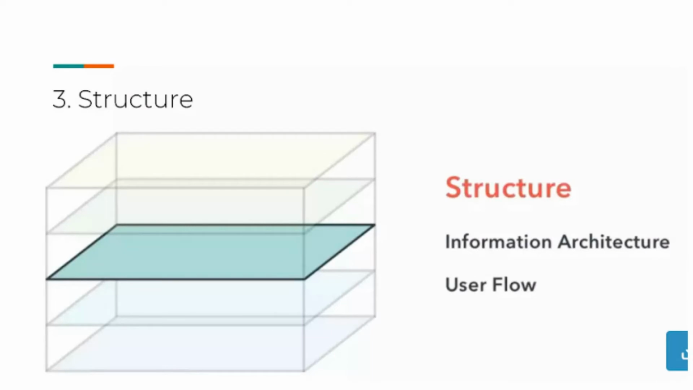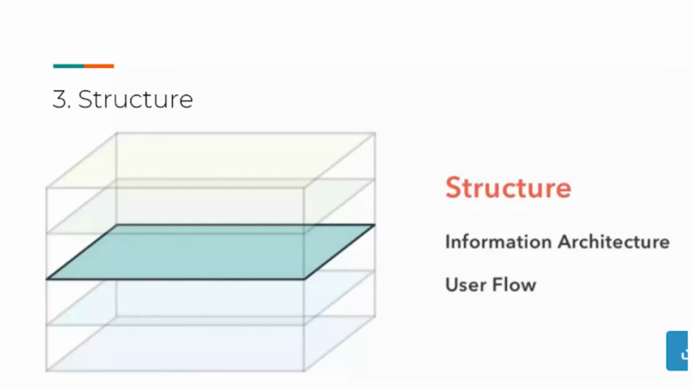Then number three, we have structure. I said we have five planes for the design process. So number three is structure. Structure is where we have the information architecture and user flow.